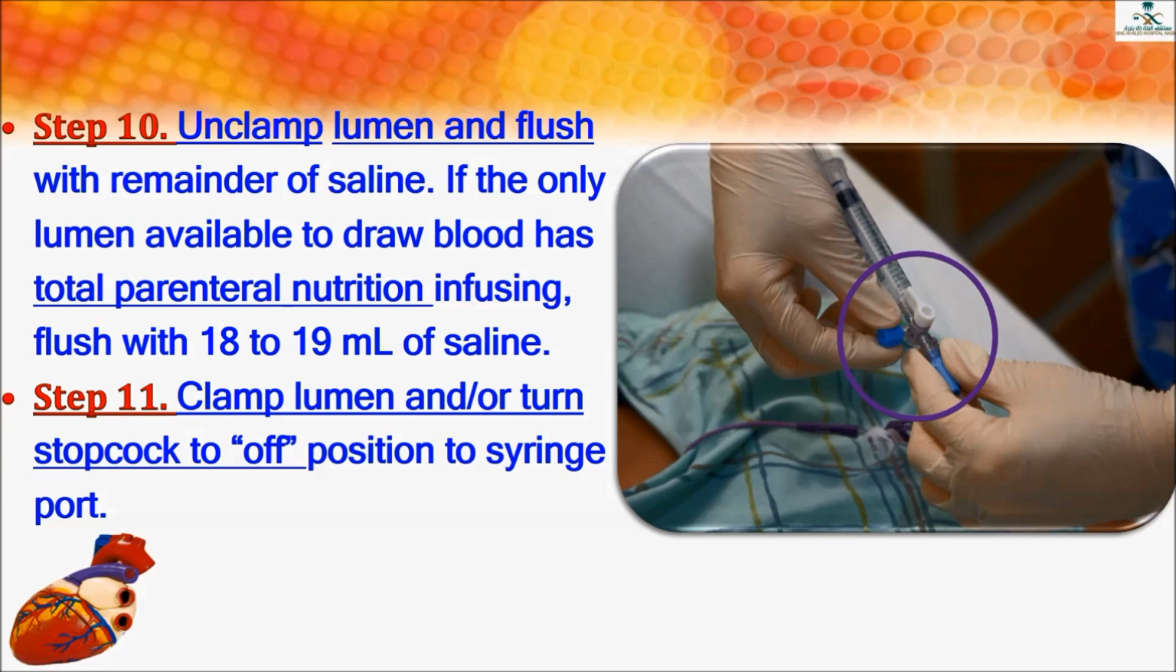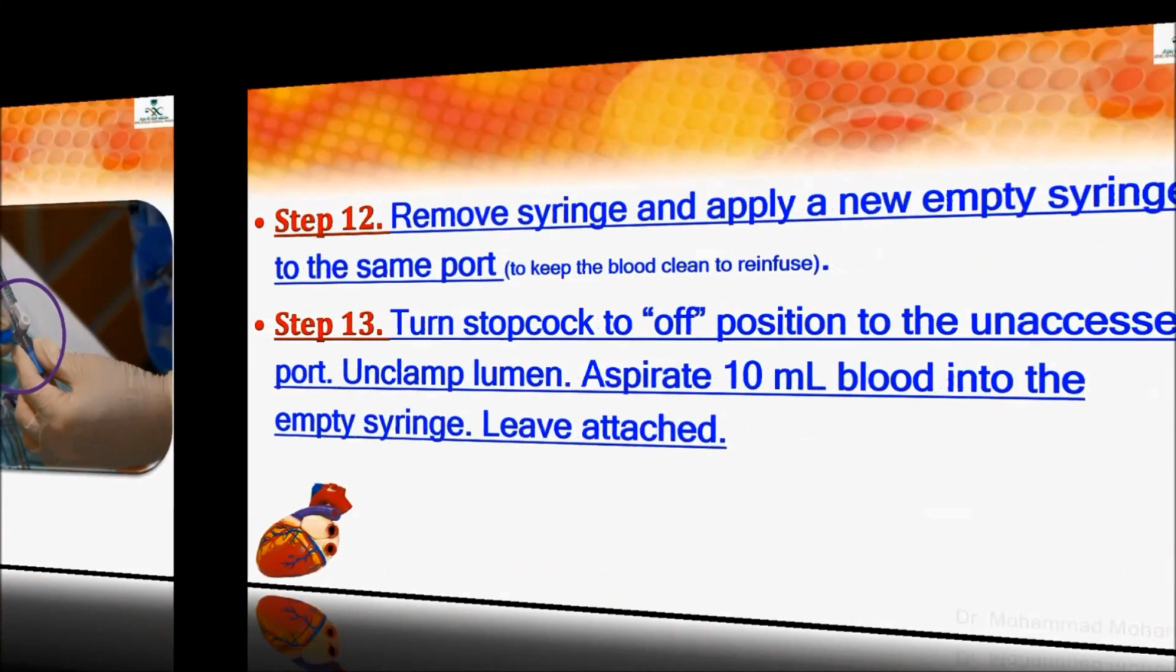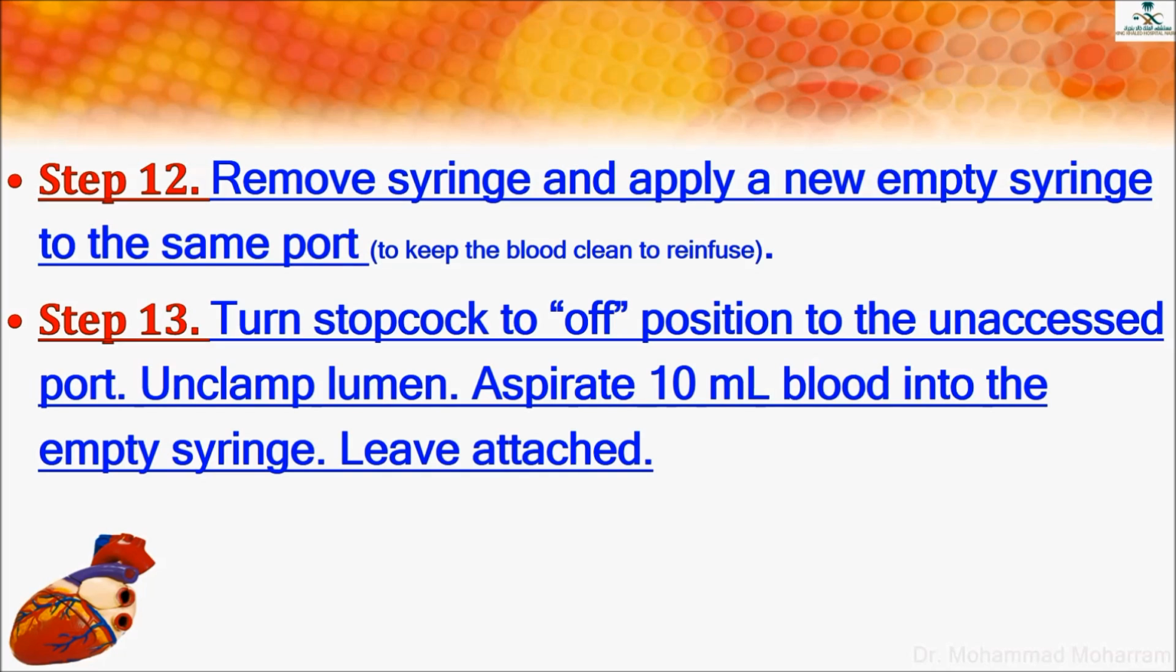If the only lumen available to draw blood has total parenteral nutrition infusing, flush with 18 to 19 ml of saline. Clamp lumen and or turn stopcock to off position to syringe port. Remove syringe and apply a new empty syringe to the same port. Turn stopcock to off position to the unaccessed port.